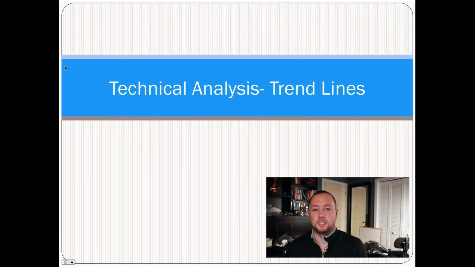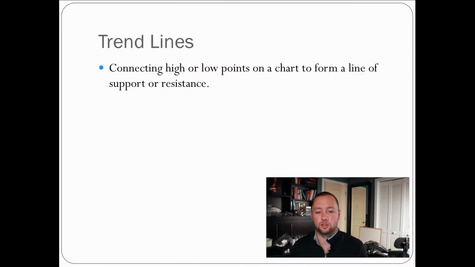Hey everybody, my name is Zach Hartley and today we're diving into the charts. We're going into technical analysis and we're looking at trend lines. Now, what is a trend line? A trend line is connecting the higher low points on a chart to form a line of support or resistance. What do I mean by that?